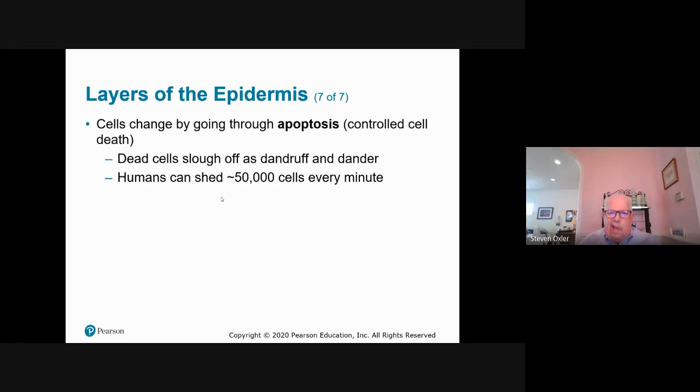These cells all die, and they die by a process called apoptosis, which means controlled cell death. That means that layers of the epidermis are sloughed off every single day. When you wash, when you scrub, all of that is dead cells, and dandruff and dander is dead cells. So you lose millions of skin cells every single day.